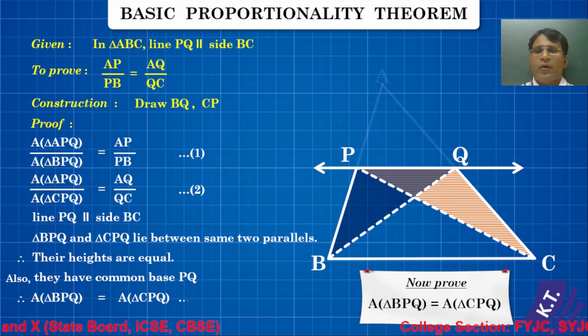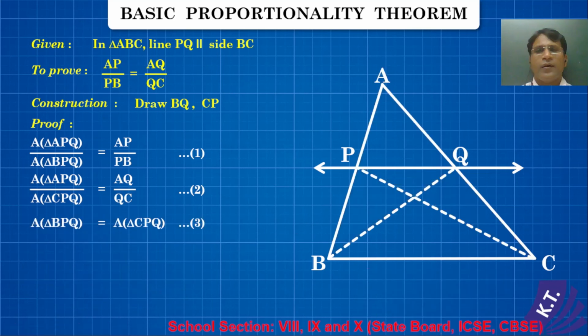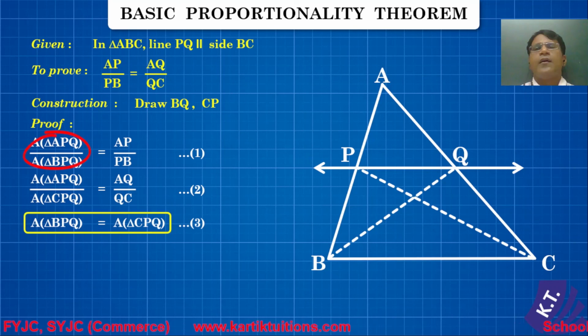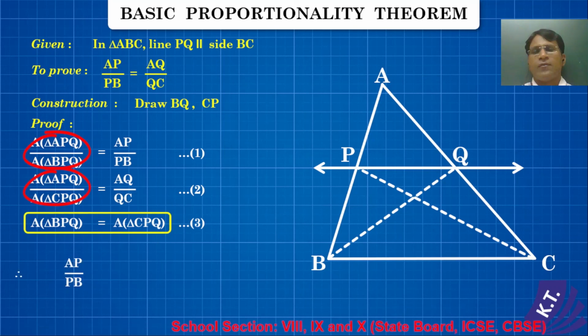Now observe equations 1, 2 and 3. We have proved the left hand sides of both equal from equations 1 and 2, and therefore I can say that AP upon PB is equal to AQ upon QC. Hence proved. So easy it is.